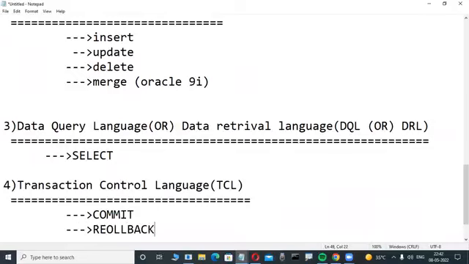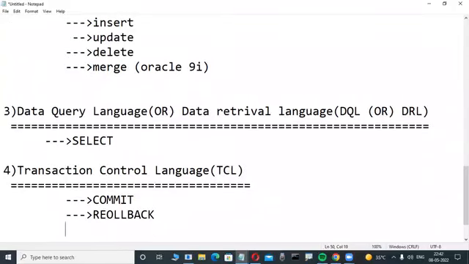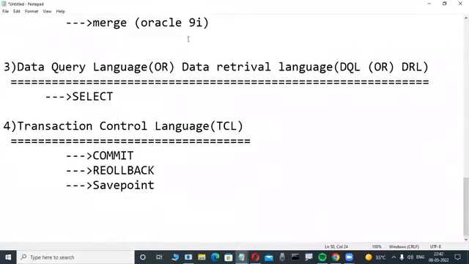Next we are learning savepoint. In a database, TCL commands are common: commit, rollback, and savepoint. Now the last one.